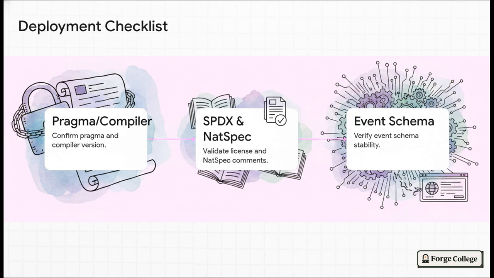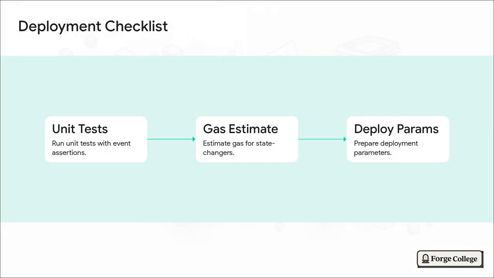And step 3, which is absolutely critical, verify your event schema stability. You really have to lock in your event names and indexed fields right now, because if you blindly change them later, you will catastrophically break every single off-chain consumer, dashboard, and indexer relying on your contract. No joke.